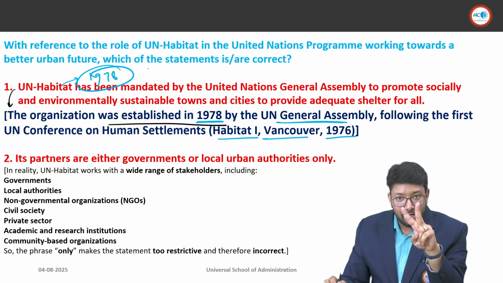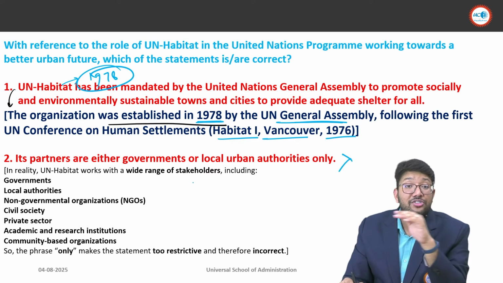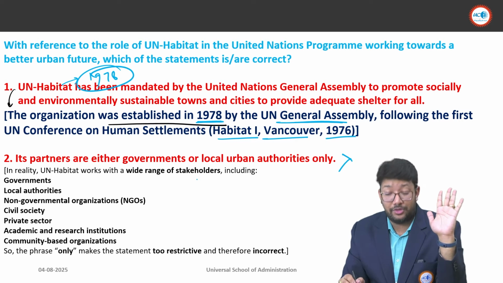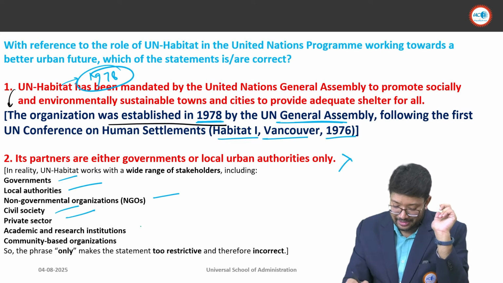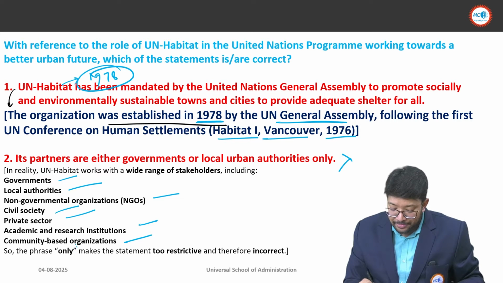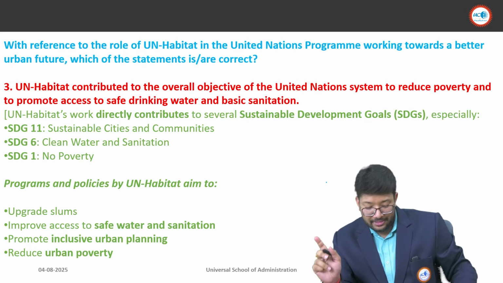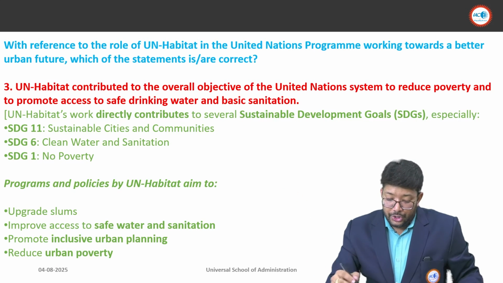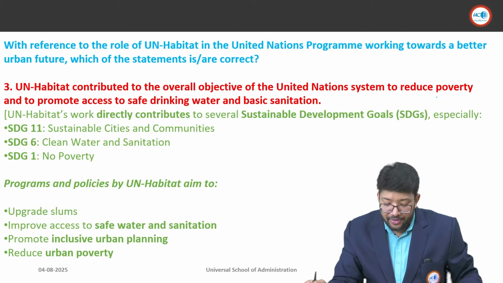Now the second option: its partners are either governments or local authorities only. This is wrong, I told you, because the stakeholders are many, a wide range of stakeholders. See, governments, local authorities, NGOs, civil society, private sector, academic and research institutions, community-based organizations. That's why the word only makes this particular statement wrong. Third option: UN Habitat contributed to the overall objectives of the United Nations system to reduce poverty and to promote access to safe drinking water and basic sanitation.